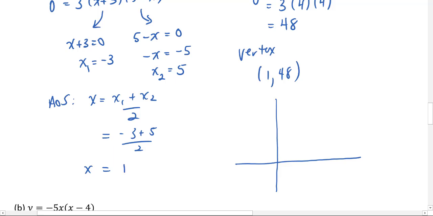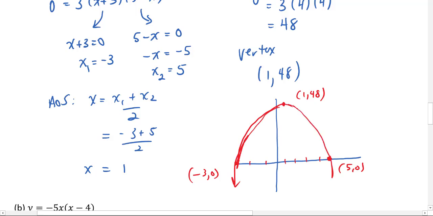So we're just doing a sketch, it's just going to be a rough one. So we have -3, 1, 2, 3. There's our first 0. 5, 1, 2, 3, 4, 5. There's our second 0, and our point (1, 48). So (1, 48), (-3, 0), (5, 0), and all we need is 3 points. And we get a good sketch of our parabola.